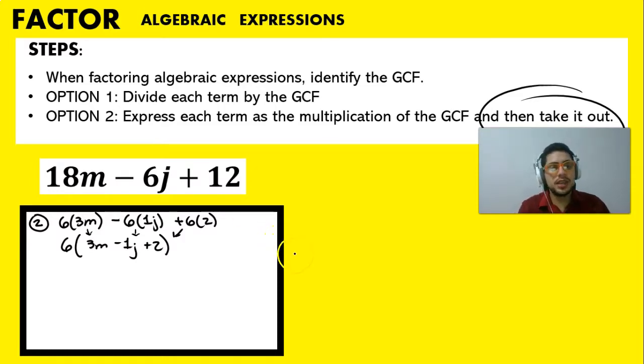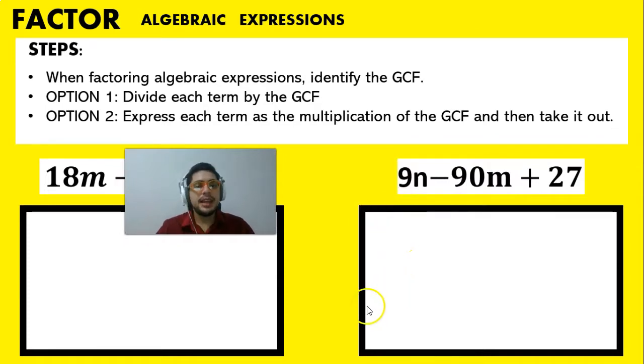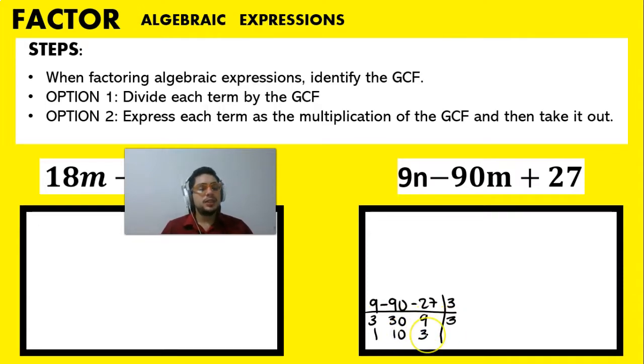Okay, so let's try doing a second problem. In the second problem, we have 9n minus 90m plus 27, right? We're going to do the same thing. So we have 9, 90, and 27. Everyone is divisible by 3, so we divide by 3: 9 divided by 3 is 3, 90 divided by 3 is 30, 27 divided by 3 is 9, and we can still divide them by 3. So 3 divided by 3 is 1, 30 divided by 3 is 10, 9 divided by 3 is 3. Now, there's no number that divides the 3 of them, so 3 multiplied by 3 is 9, okay?